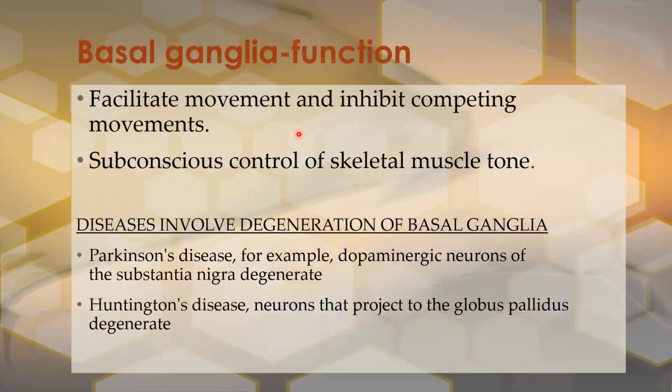The function of the basal ganglia is to facilitate and inhibit movement and provide subconscious control of skeletal muscle tone. There are some diseases that involve degeneration of basal ganglia tissue, like Parkinson's disease. I believe you know Parkinson's disease. It is due to degeneration of dopaminergic neurons in the substantia nigra. Another one is Huntington disease, where the neurons that project to the globus pallidus degenerate.